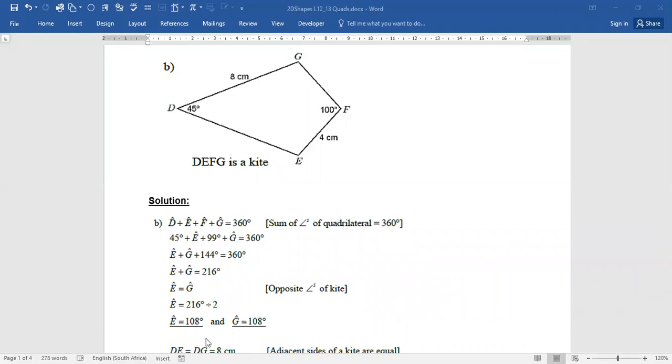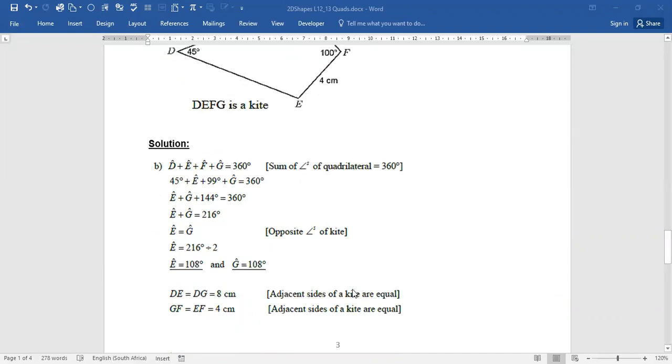Now this is the step-by-step method. You can do it in shorter methods, but you have to ensure that you have the sum of the angles of a quadrilateral is equal to 360 as a reason. And you must have the reason opposite angles of a kite when you state that angle E is equal to angle G. So these are the two valid reasons that need to be used when you work out an example like this. So we use sum of angles of a quadrilateral and we use opposite angles of a kite to find your solution.